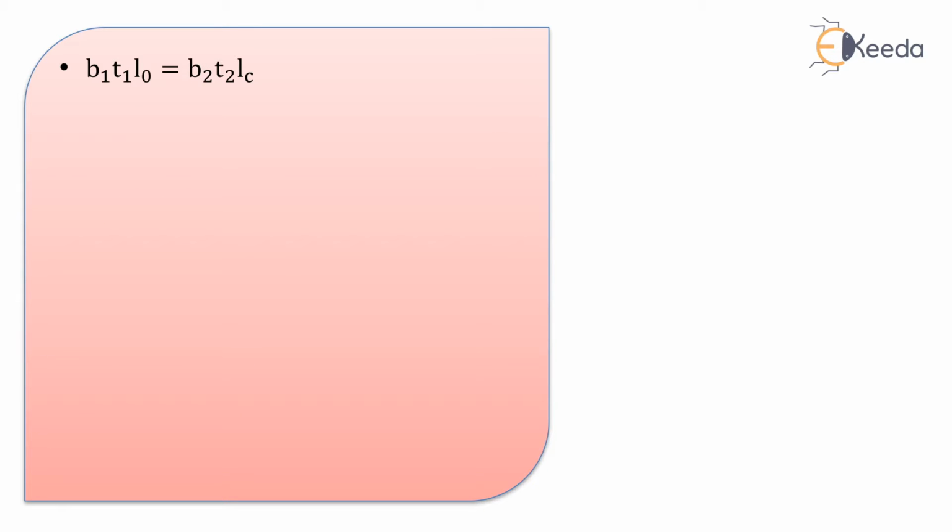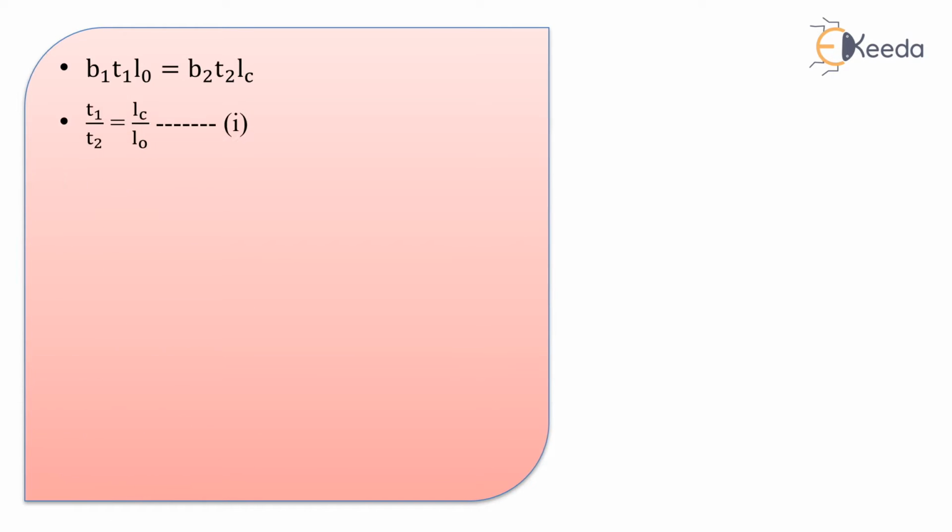So, volume constancy. What is the initial or original area? This thickness T1 into the width of the chip into L original equals B2 into T2 into L final, or LC. But you know the width remains the same, so B1 and B2 cancel, and we get T1 divided by T2, which is equal to L final divided by LC. Yes or no? T1 divided by T2 is L final divided by L original, that is LC divided by LO.